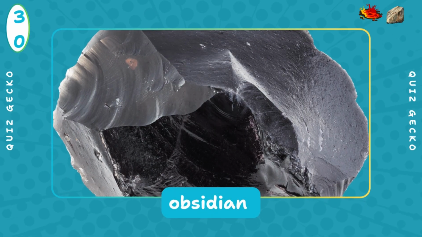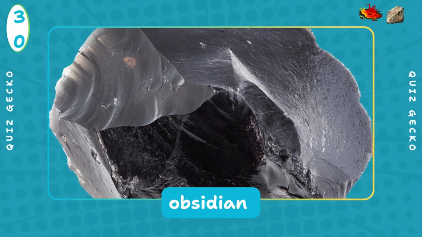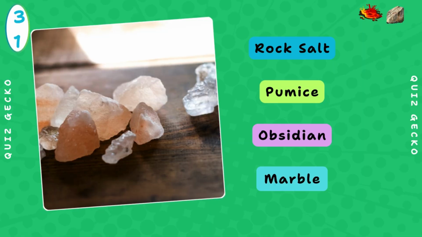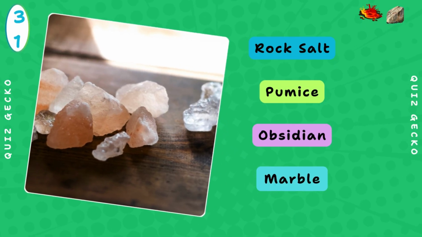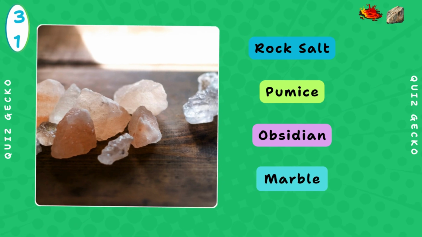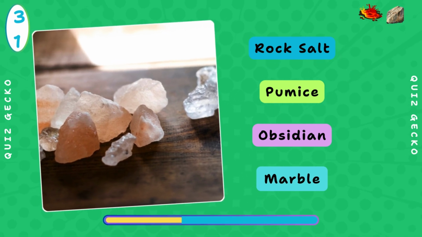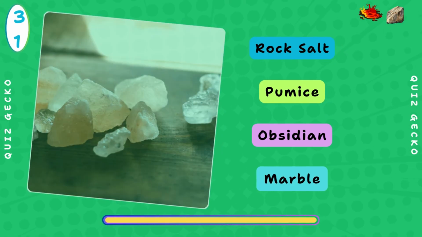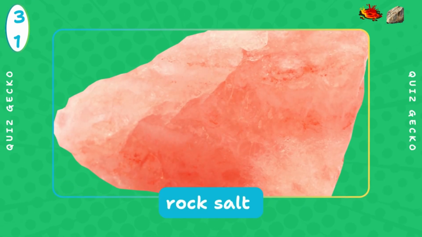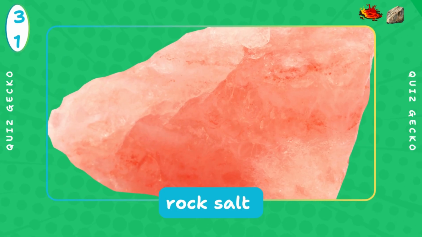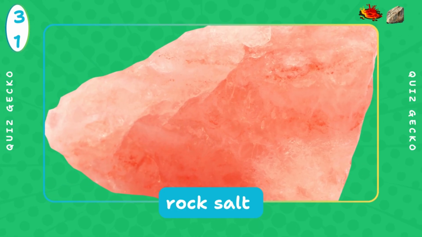Obsidian is formed when lava cools so rapidly that crystals don't have time to develop. Which rock type is characterized by having crystalline texture and forms from the evaporation of water? Rock salt, pumice, obsidian, marble. Rock salt is a sedimentary rock with a crystalline texture that forms when salty water evaporates, leaving behind salt crystals.